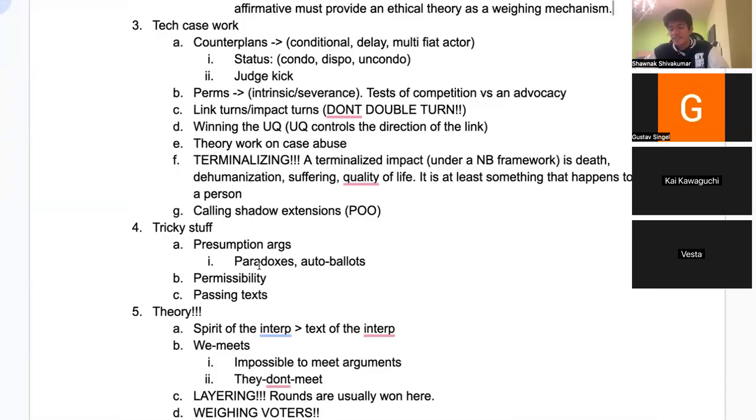So counterplans. Whenever you read a counterplan as the neg, you have to follow the same procedures as you would for a regular plan, which means providing an actor, providing a time frame, et cetera, providing a plan text, because you can get CP spec run on you as well. Then whenever someone reads a counterplan, usually you wait until the counterplan is done and then you interrupt.